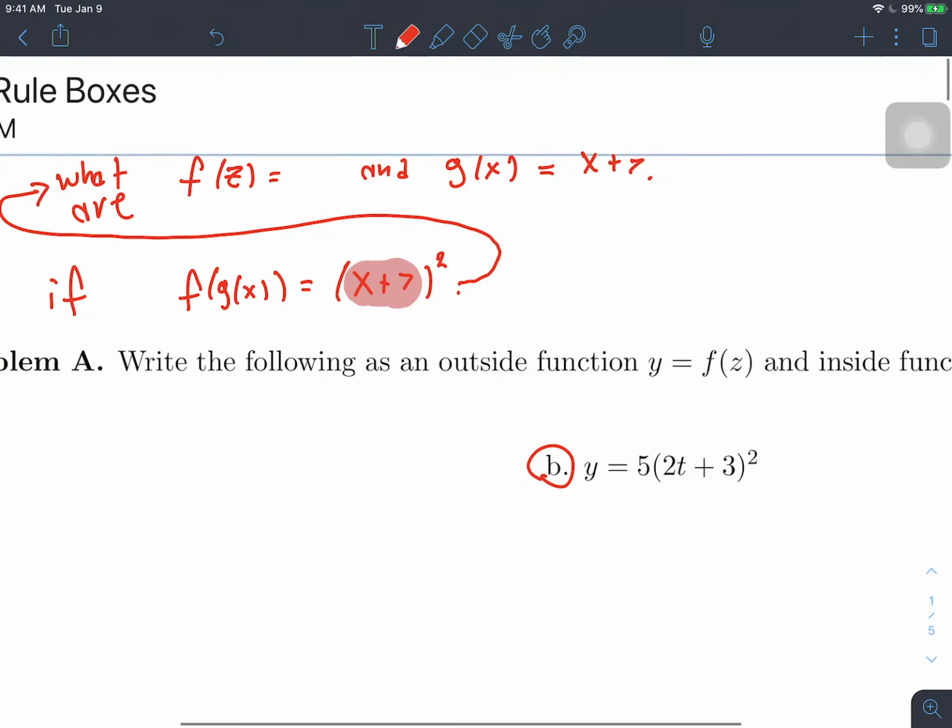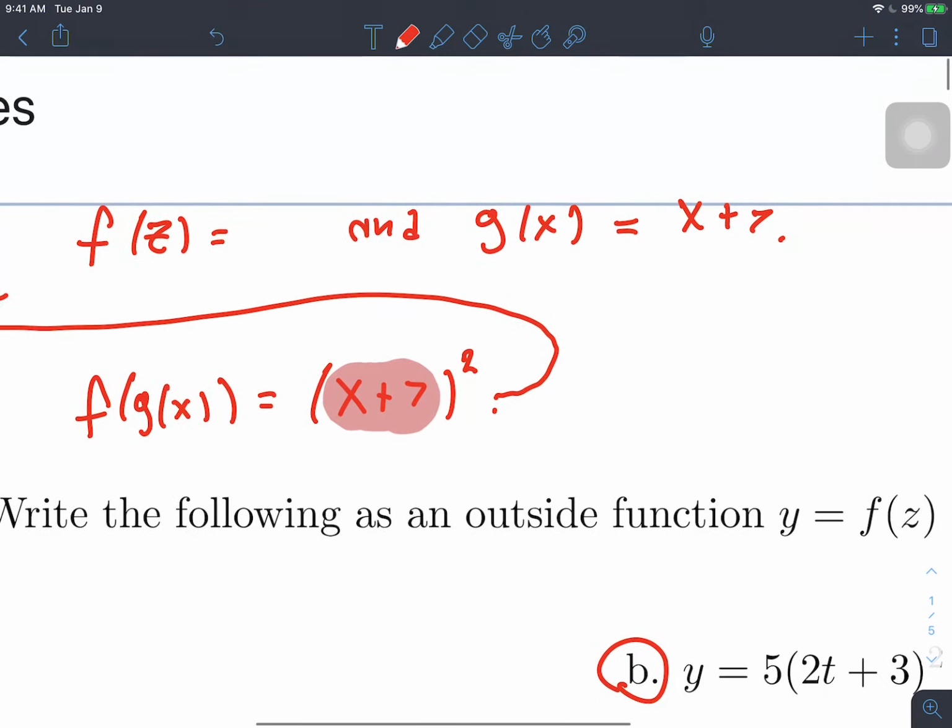And then I would say, okay, if I take x plus 7 and then I do something to it, and in the end I have x plus 7 squared, the thing that I did is what I'm trying to identify. What I did to it was I squared it. So I need f of z to be some function such that when I plug something into it, the result is that thing squared. Well, that's just the function z squared. Okay, so now we're working backwards.